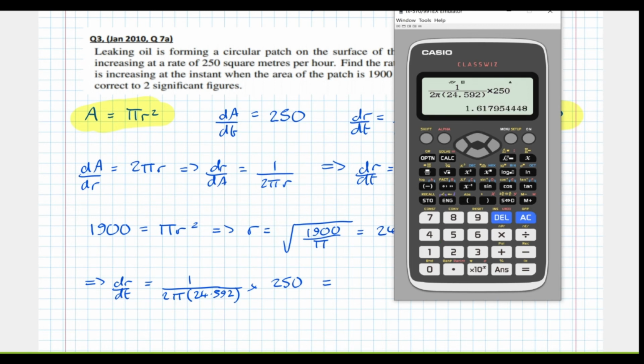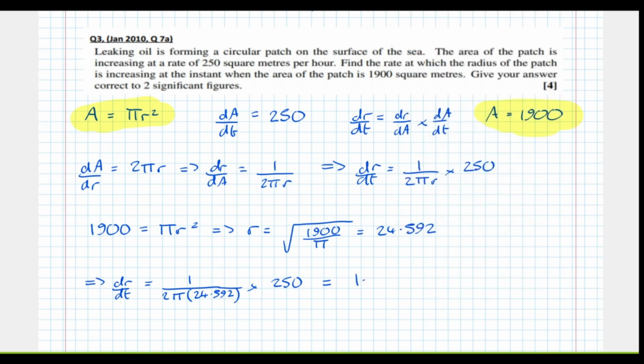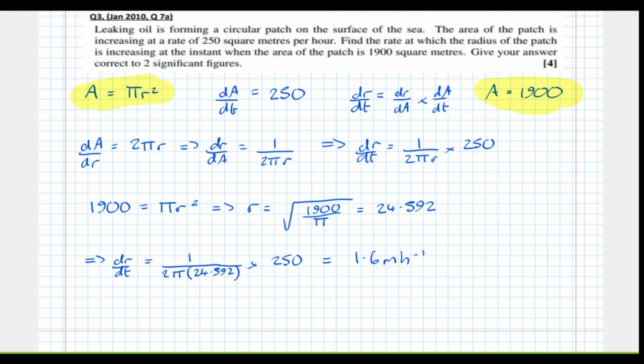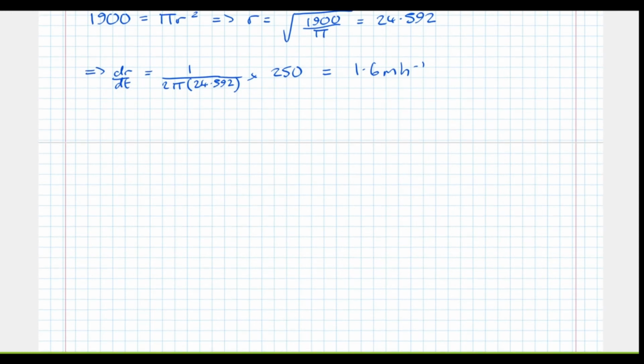Equals, and it wanted it to two significant figures, so 1.6. Let's try and get the units. So radius was meters per hour. And another. So you start to see that these are quickly doable.